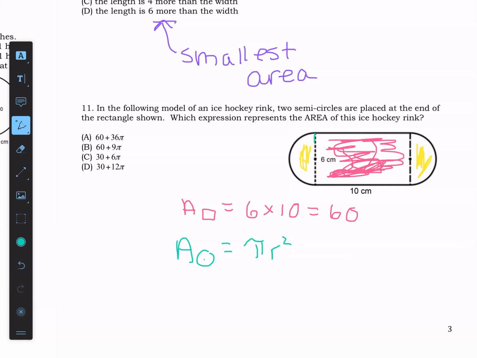Now if you notice over here, the side of this rectangle is 6 centimeters. So that is the same thing as the diameter of that full circle, okay? Which means that our radius would be 3. So we're doing pi times 3 squared, which is equal to 9 pi, okay?